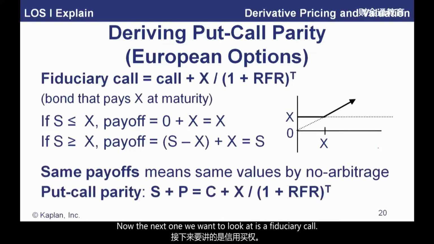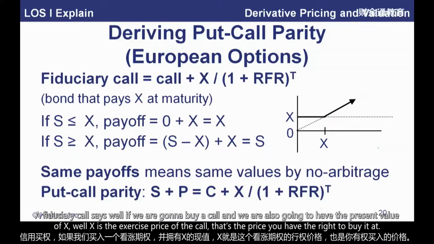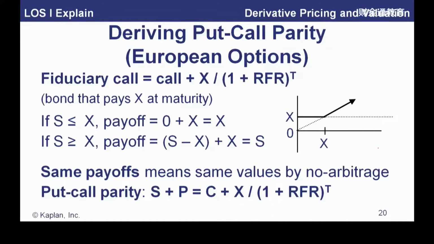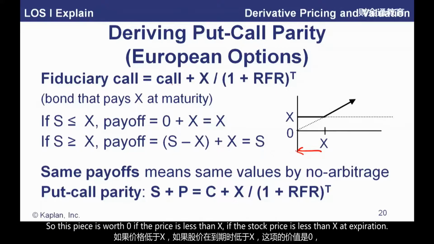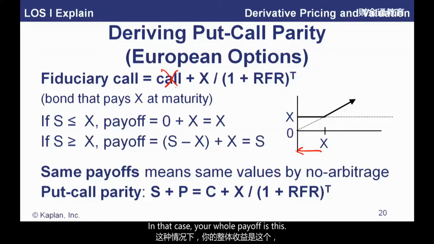Now the next one we want to look at is a fiduciary call. A fiduciary call says, well, we're going to buy a call, okay, and we're also going to have the present value of X. Well, X is the exercise price of the call. That's the price you have the right to buy it at. So now, at prices less than the exercise price, the call is worth 0. So this piece is worth 0 if the stock price is less than X at expiration.